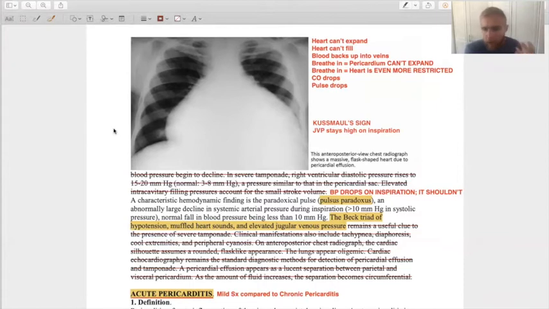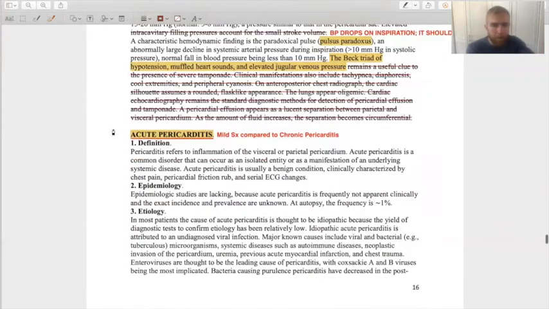And then finally, the triad of a tamponade is called Beck's triad. You ought to know it. Hypotension, muffled heart sounds, elevated JVP. So we just covered all three of those, so you ought to know them.